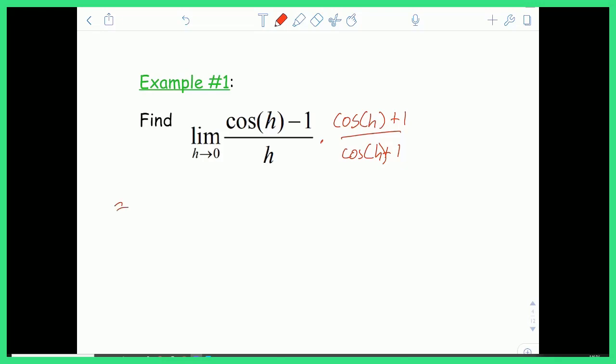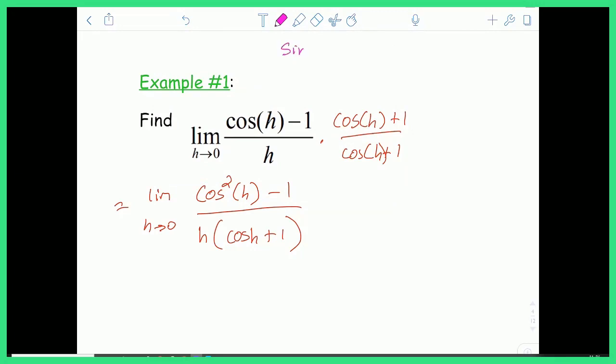And so the numerator is just going to equal the limit as h goes to 0 of, this is the difference of squares, so this would just be cosine squared h, and then minus 1, all over h times cosine h plus 1. Okay? And if I use one of my Pythagorean identities, I know that sine squared x plus cosine squared x is equal to 1. So if I subtract cosine squared x, I get sine squared x equals 1 minus cosine squared x.